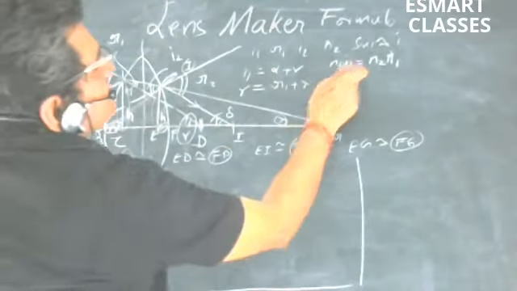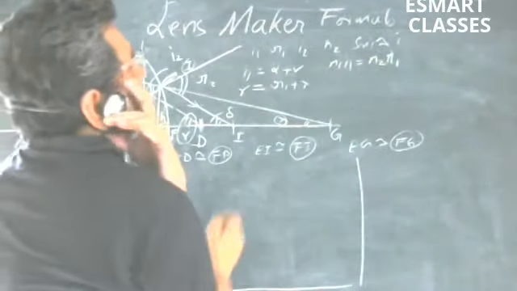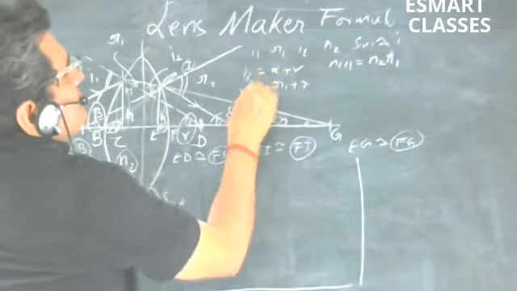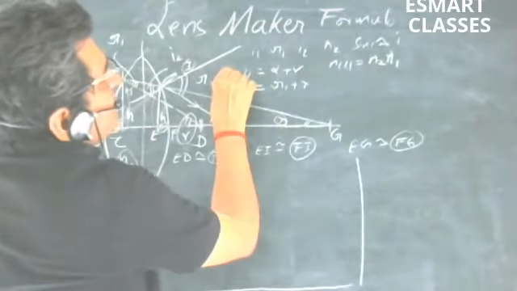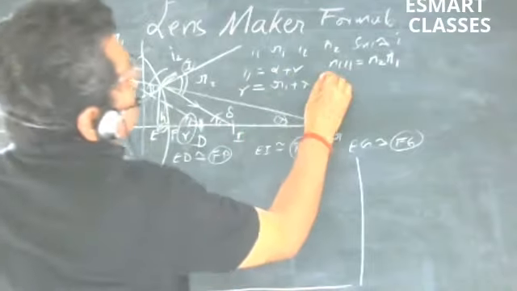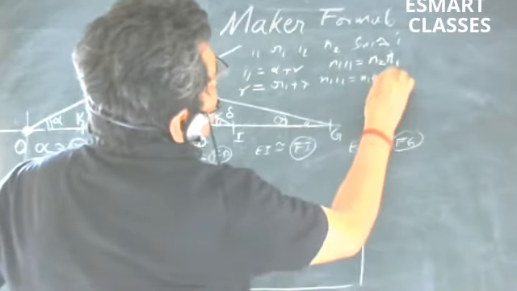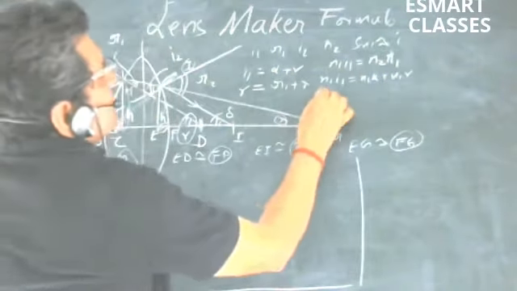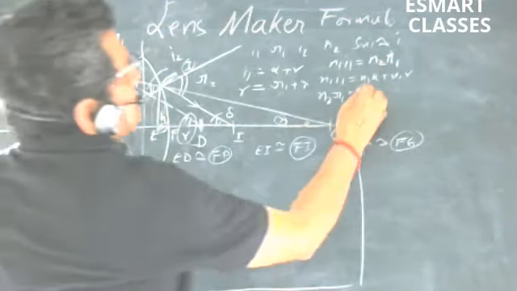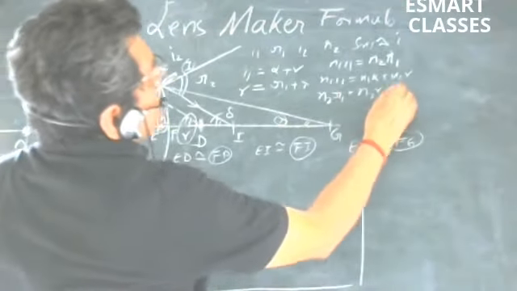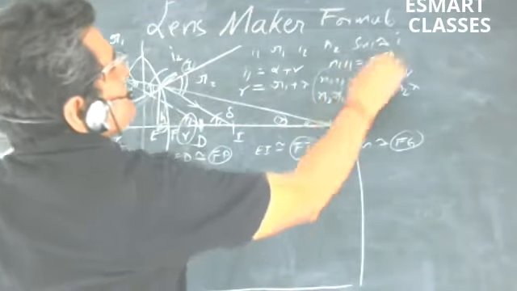So N1 I1, because angles are small, I have not written sin I. By Snell's law, this is the relationship which is coming. Now you separate this, you bring R1 on this side and multiply this by N1 and this by N2. First one becomes N1 I1 is equal to N1 alpha plus N1 gamma. Second one becomes N2 R1 is equal to N2 gamma minus N2 lambda. These two are equal by this relationship.